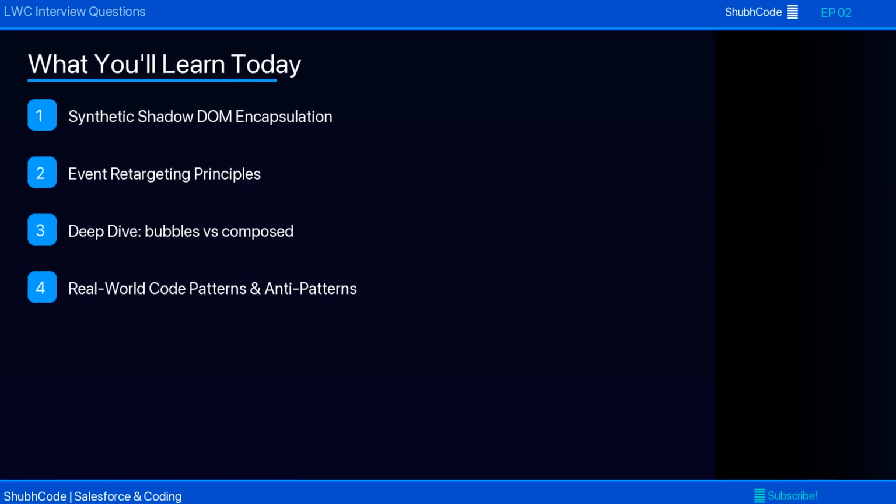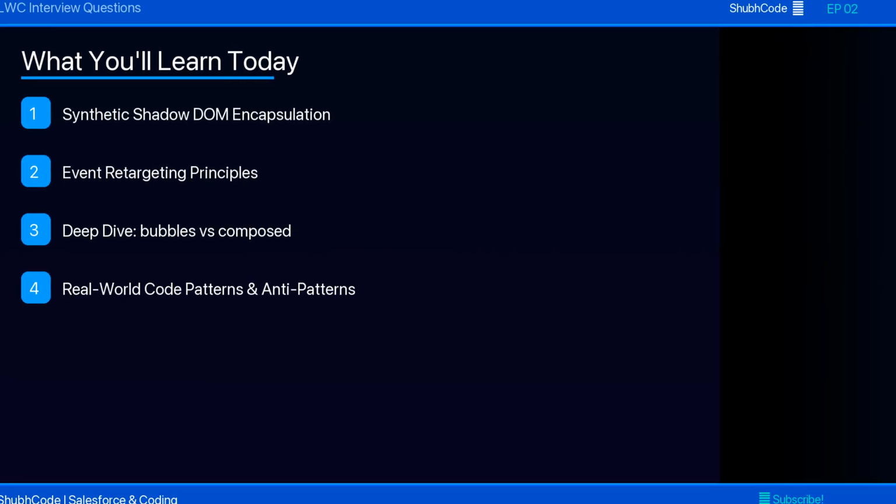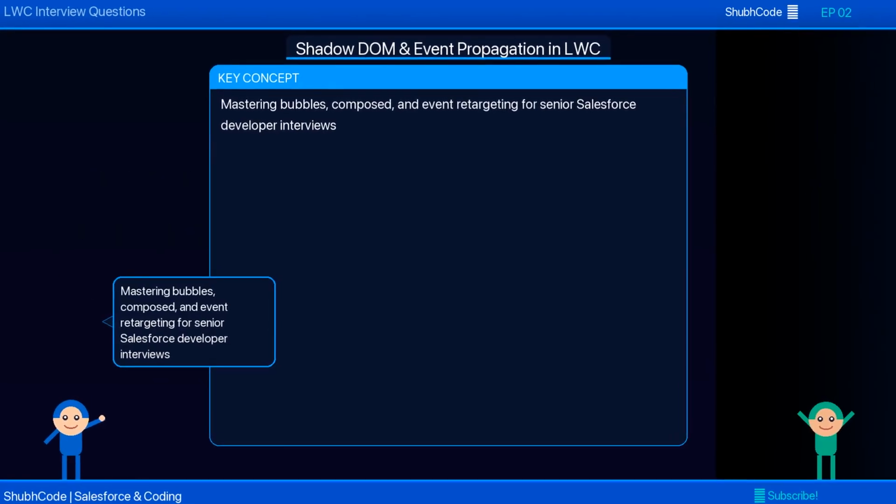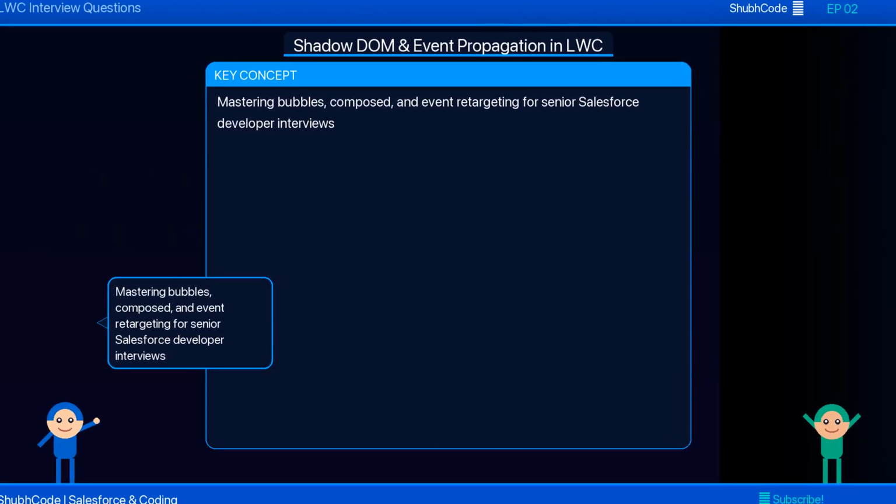Here is what we're covering today. Synthetic shadow DOM encapsulation, then event retargeting principles, then a deep dive into bubbles versus composed, then real-world code patterns and anti-patterns. Pay close attention to the last one, it's a follow-up question that even experienced developers get wrong. Let me explain this simply. Mastering bubbles, composed, and event retargeting for senior Salesforce developer interviews.